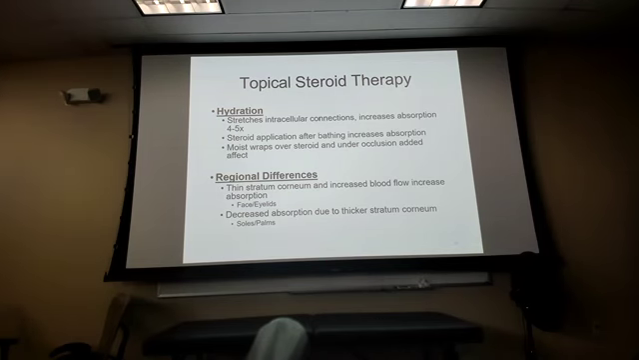Topical steroid therapy. So hydration stretches into intracellular connections, and that also increases that absorption 4 to 5 times. Again, talked about the fact that if you put that application of that steroid on after some of the bathing, will help to increase that absorption. Again, you heard me say warm. It's because we don't want them on fire. Moist wraps over the steroid and under occlusion adds that effect, so it helps that even more.